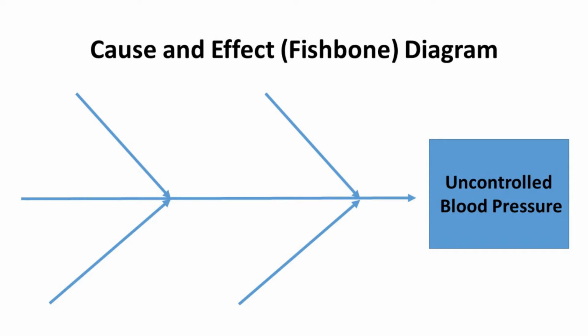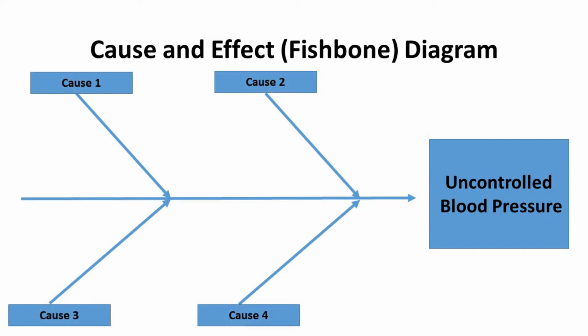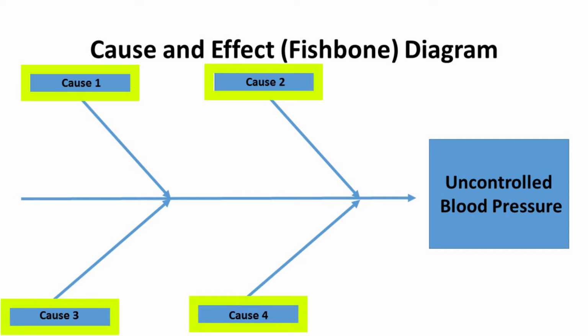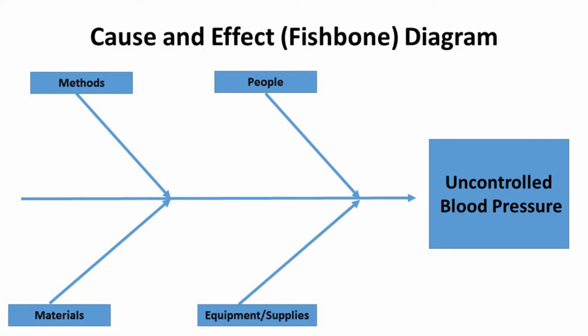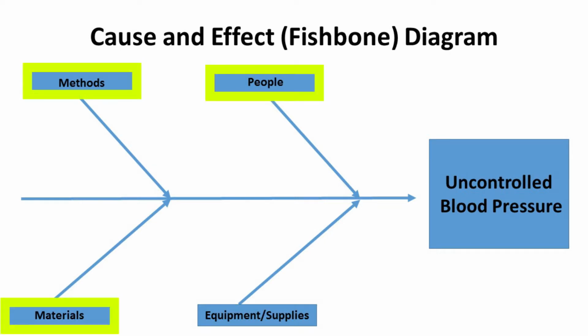Depending on the opportunity, big bones can be related to equipment, people, policies and procedures, methods, materials, supplies, communication, patients, environment, office staff. Well, it can go on and on. Next, agree on the big bones or major causes of the opportunity. For this series example, the big bones will be labeled as methods, people, materials, equipment, and supplies.